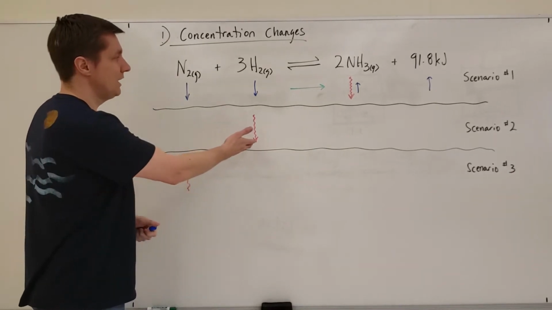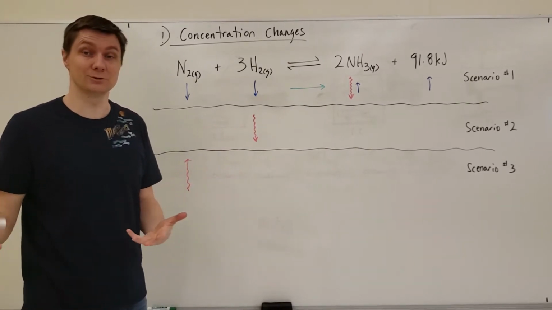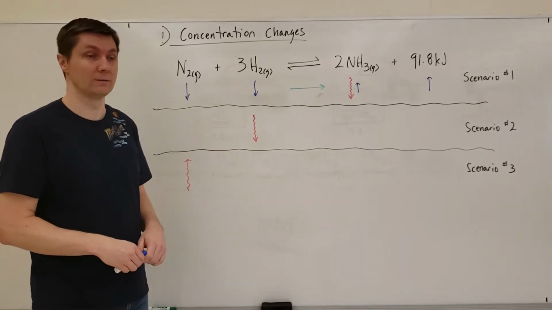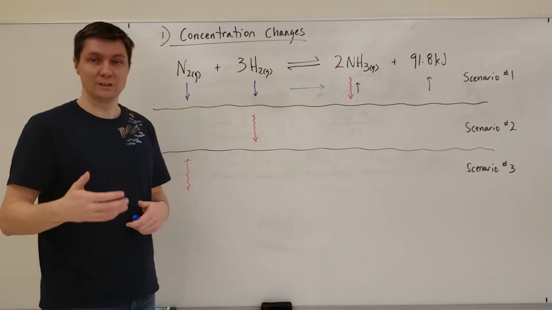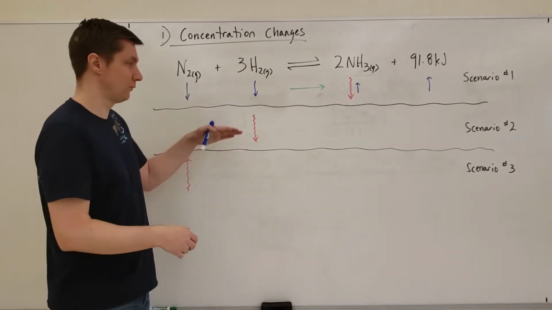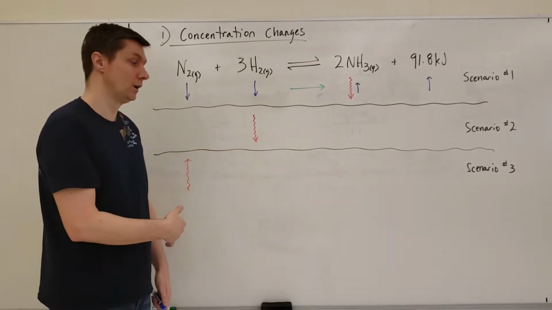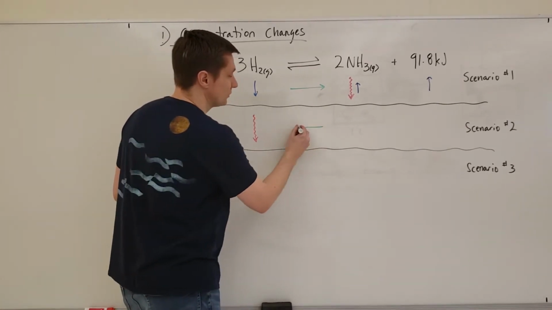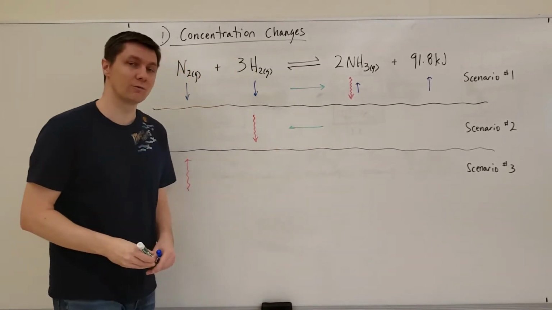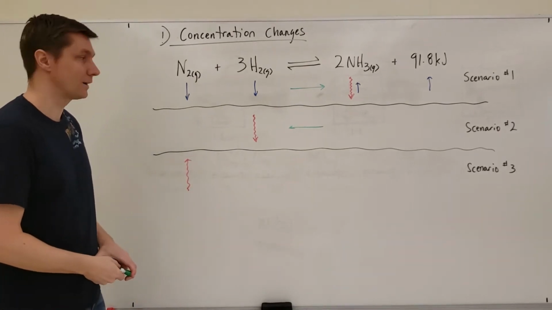So let's say that here in scenario 2, the stress is we take out some hydrogen. So this is a reactant that we're removing. What this reaction wants to do is relieve the stress that was placed on it. So if we've taken out hydrogen, this reaction is going to want to make more hydrogen, which means it's going to shift towards the reactants. It's going to run the reverse reaction a lot faster than the forward reaction.